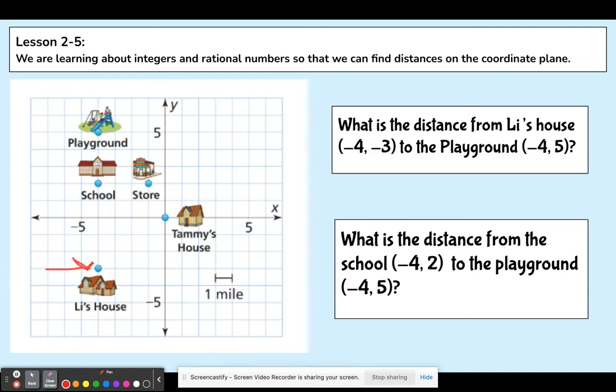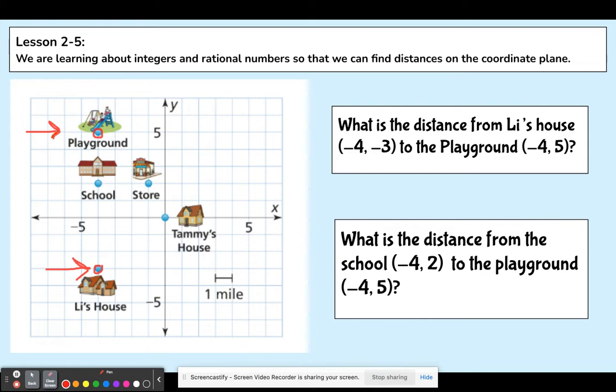Okay, Lee's house is right here. Remember, we look at the dot, not the actual house. We need to find the distance from Lee's house to the playground. So now you have to find the playground. It's right here. Okay? So how would you find that distance?